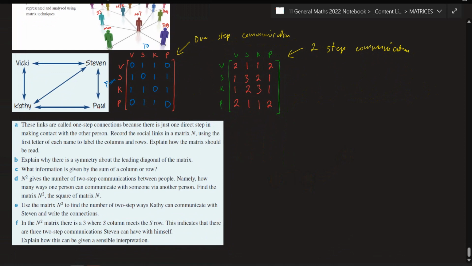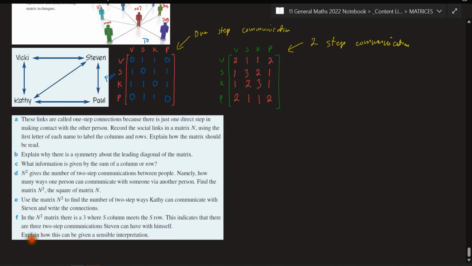Okay, so question E asks us to use the n-squared matrix to find the number of 2-step ways Kathy can communicate to Stephen and write the connection. So what we're looking for is all the connections from Kathy to Stephen. So that would be these numbers. Apparently there are 2.